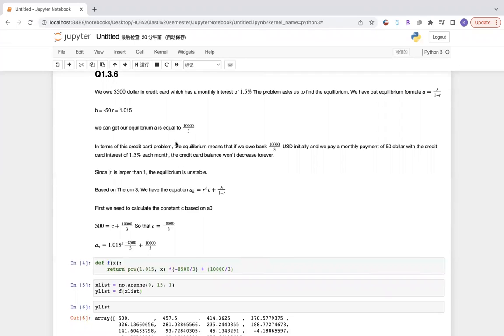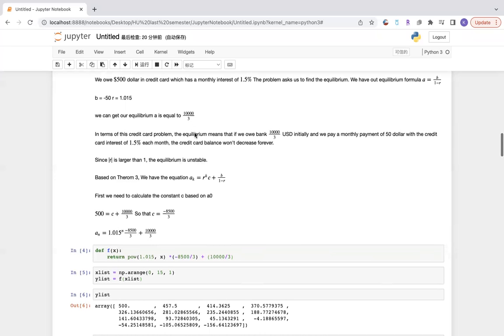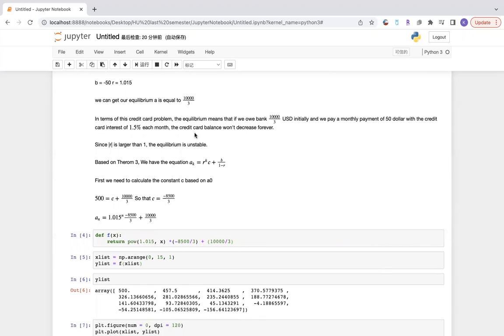In terms of the credit card problem, the equilibrium means that if we owe this amount of dollars to the credit card company, and we pay a monthly payment of $50 as usual, and the monthly interest stays 1.5%, the credit card balance won't change anymore. It will stay the initial amount, which is 10,000 over 3. Since R is larger than 1, the equilibrium is unstable.